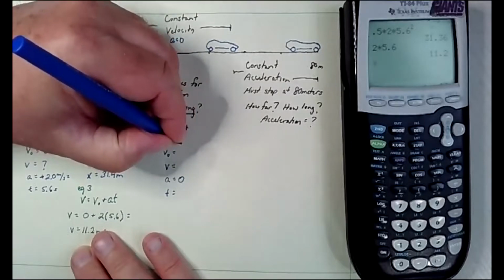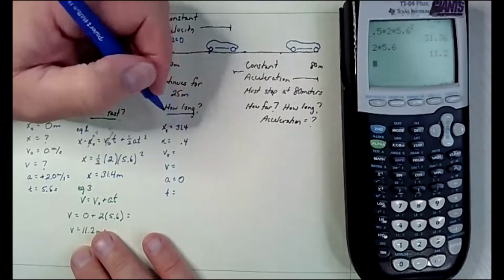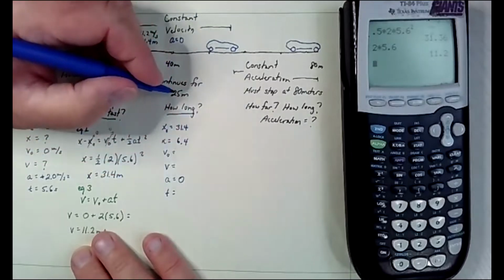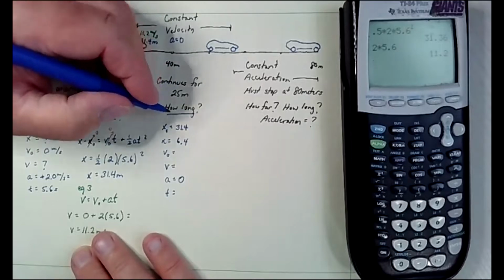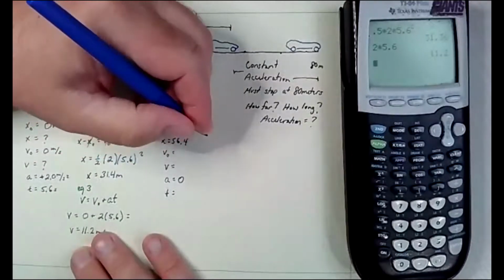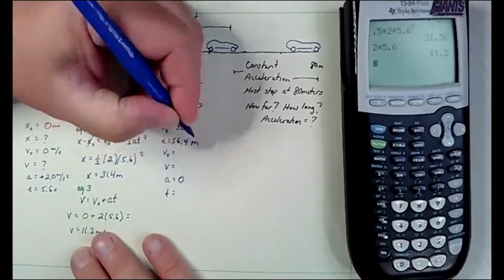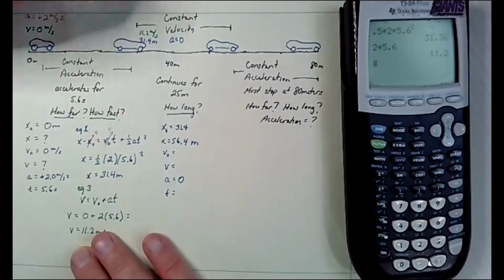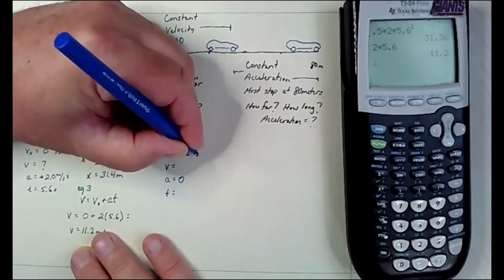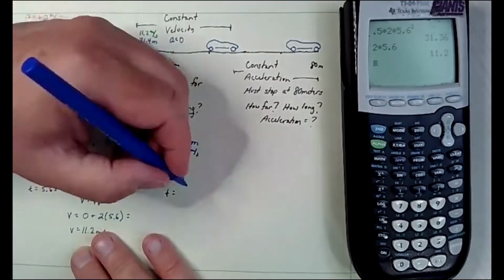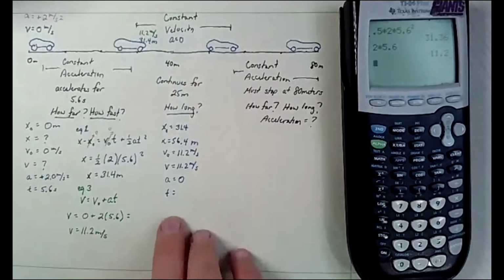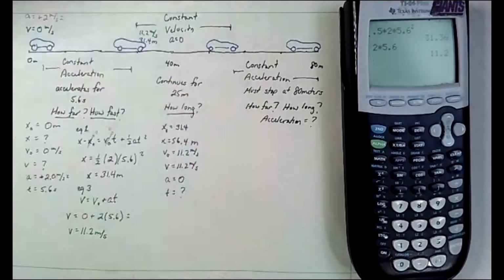So the 0.4 doesn't get added anything. And 1 plus 5 is going to be 6. And 2 plus 3 is 5, of course. So that means if it continues for 25 meters, then its new spot is going to be 56.4 meters. The initial velocity is 11.2 meters per second. But since the acceleration is 0, I also know that the final velocity is going to be 11.2 meters per second. But I don't know how much time it's going to take, and that's actually what we're looking for.